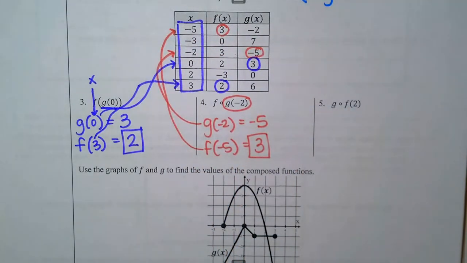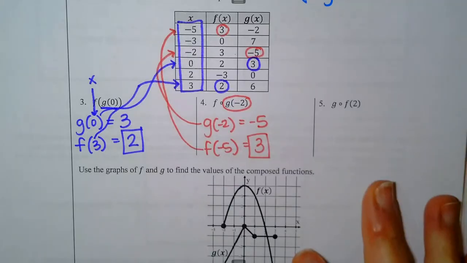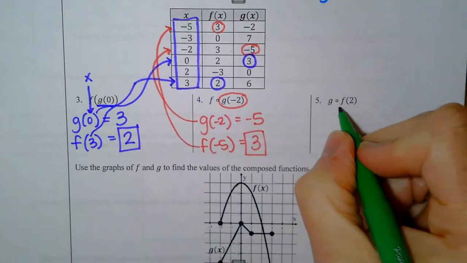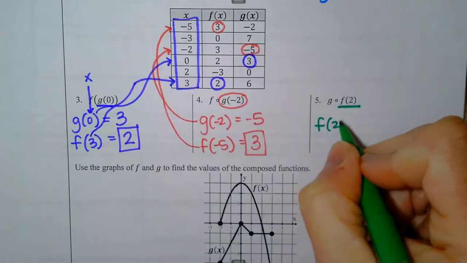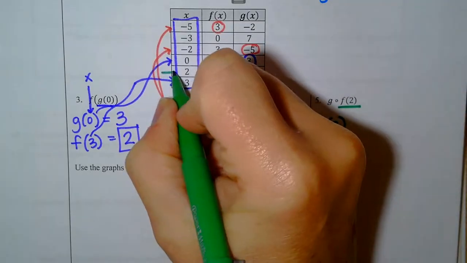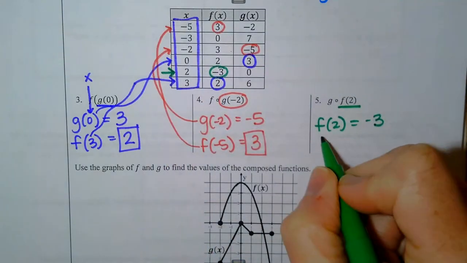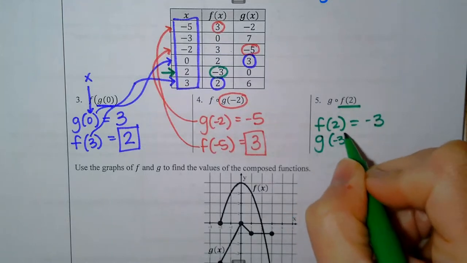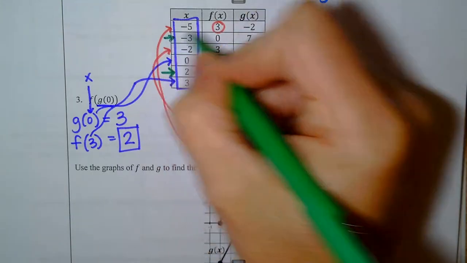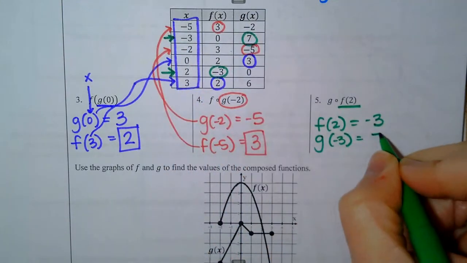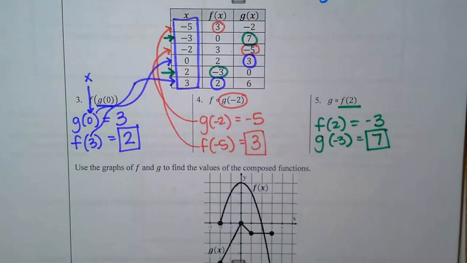And notice there's lots of answers to choose from, so you have to just be careful. Okay? So start here with f of 2. 2 is here, and the f is negative 3. And then g of negative 3, so I'm going to go to negative 3, is 7. So my composition is 7 is my answer.